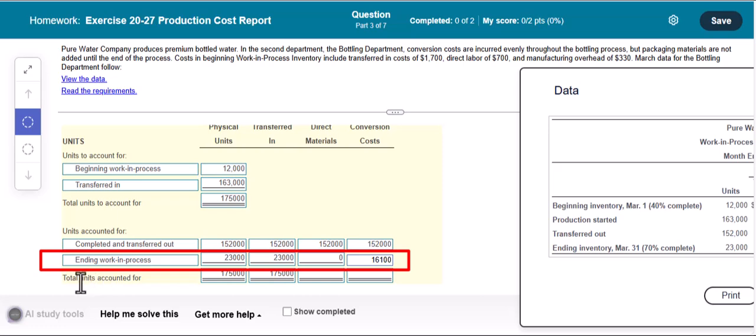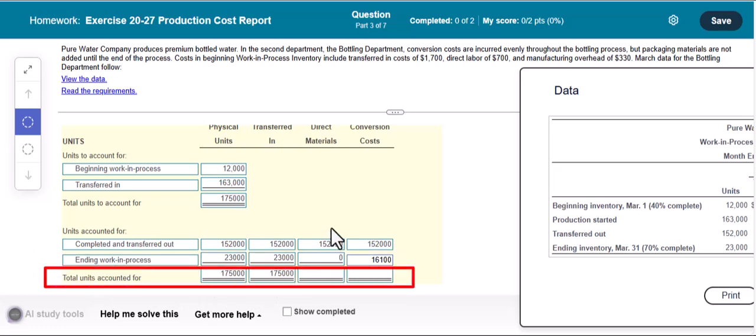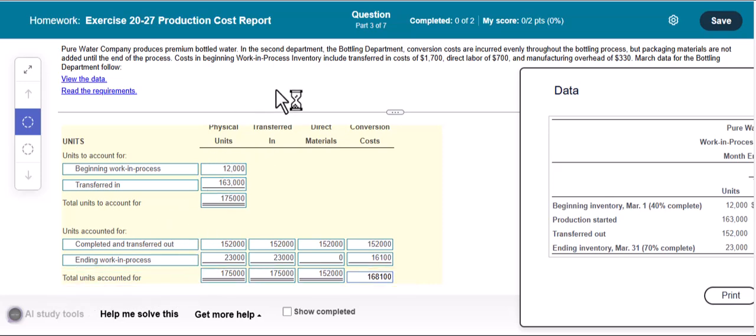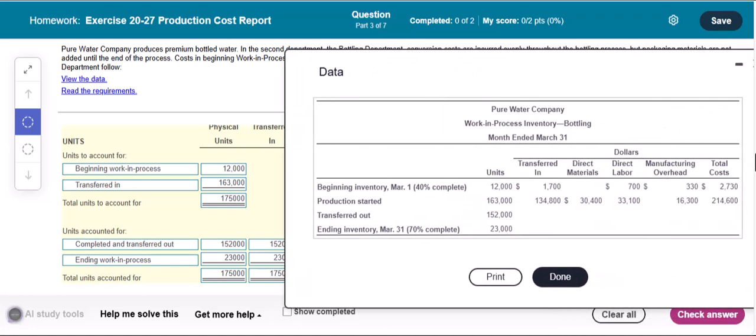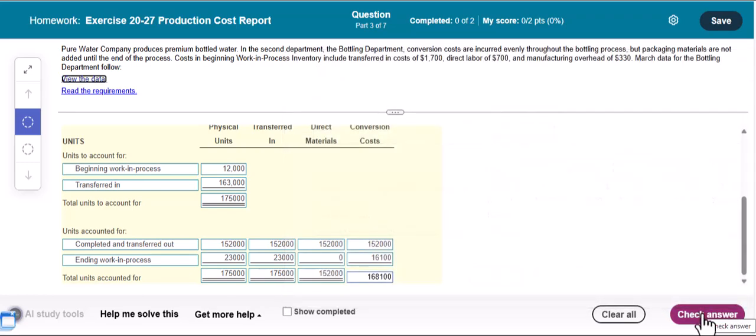And then we can finish our total units accounted for here. We'll add for the direct materials 152,000 plus 0, so 152,000. Then we're going to add 152,000 here for the conversion cost to 16,100, and that is going to give us 168,100 in conversion costs for total units accounted for. We'll check our answer here in a second, but the next video is going to deal with these costs here. So let's go ahead and reduce this and check our answer. Fantastic.